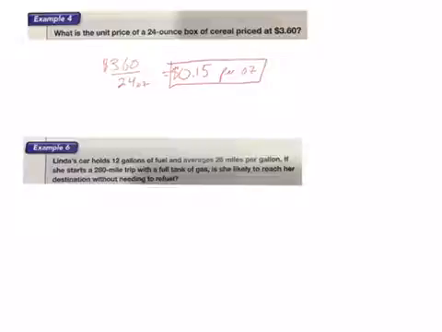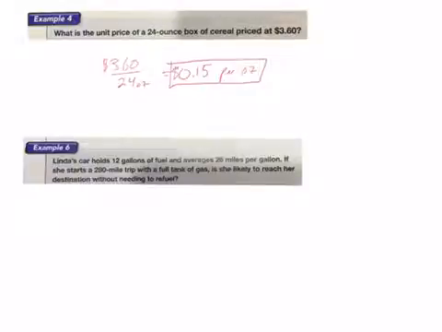Example 6 says Linda's car holds 12 gallons of fuel and averages 26 miles per gallon. If she starts a 280-mile trip with a full tank of gas, is she likely to reach her destination without needing to refuel? So really what we need to do is figure out how far she can go with these 12 gallons if she's going 26 miles per gallon.